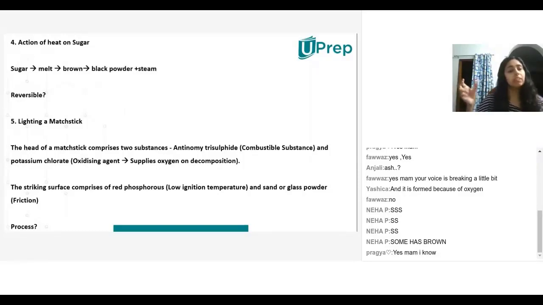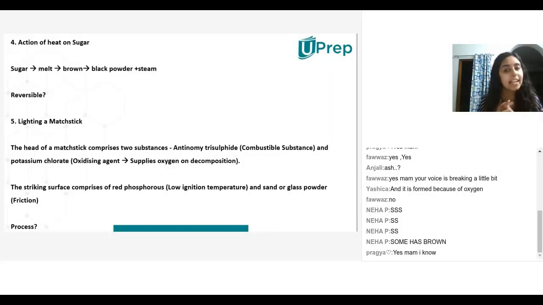So when I strike this, what happened? Friction is produced, and a little heat is produced. Because of that heat, and because red phosphorus has a very low ignition temperature, it catches fire very easily, and that fire is transmitted to the antimony trisulfide on the head of the matchstick. Because that is a combustible substance, it starts to burn.